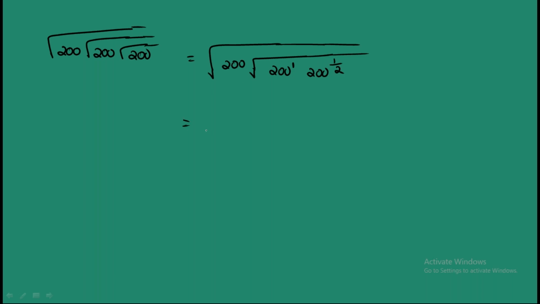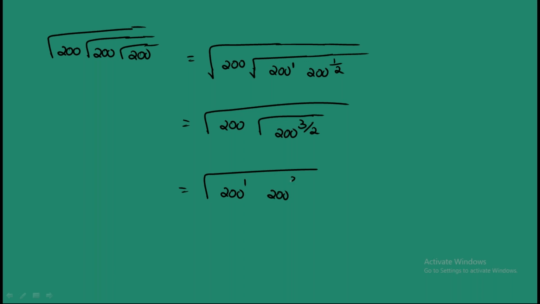Okay, so this is square root of 200. Now what will happen? This is internally 200 power 3 by 2, right? 1 plus 1 by 2, 3 by 2. And again square root is there. We can write it like 200 power 3 by 4. Then adding this is 200 power 7 by 4, as this square root, 200 power 7 by 8.